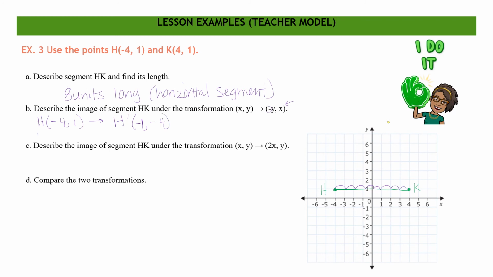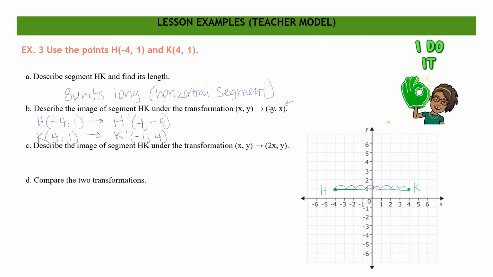Okay, and we're doing the same thing with K. K is 4, 1. So my image K, same thing, our y in the pre-image is now our new x opposite, so -1, and our new y is going to be our x, which is 4. Okay, so we're going to have -1, 4 for K prime. So if we want to go ahead and draw this out on our coordinate plane, we can with our new points.